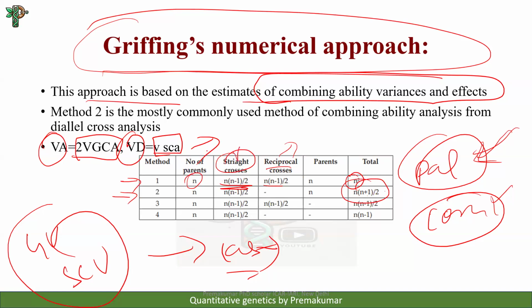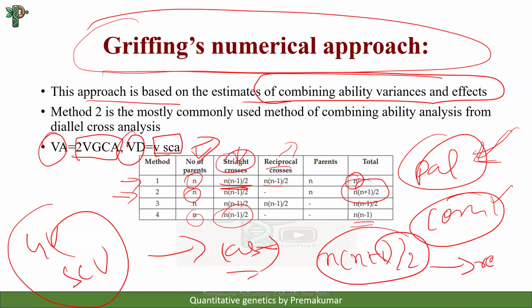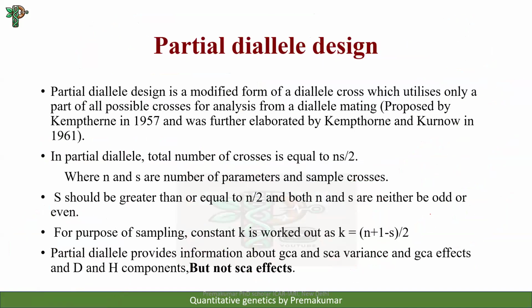We are including only straight crosses and parents. In this case, only the straight crosses are included, with the parents, which is n into n plus 1 divided by 2, so you are avoiding the reciprocal crosses. Normally most of the questions are like this: you have this many inbreds, like 20 inbreds in a partial diallel. How many crosses are you going to get in a diallel fashion? That you should be able to answer. It is asked many times in the exam.